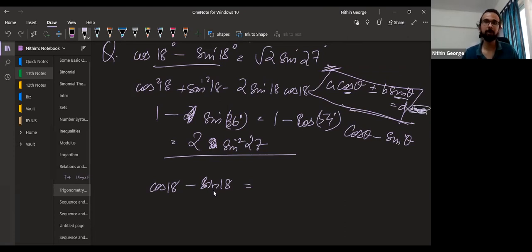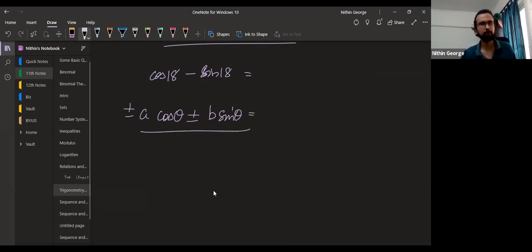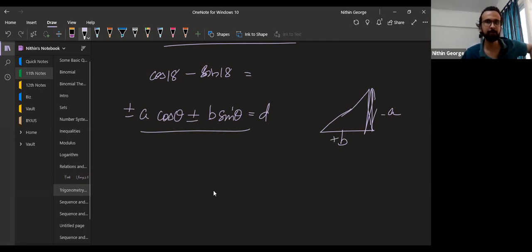So whenever we have, I'll just repeat my point here, a cos theta plus or minus b sin theta, whatever value it is, it doesn't matter, equal to d. What you do is, you try to form a triangle. What do I mean, form a triangle? It's not a geometry question. So what you will do is, you will make a and b the sides of a triangle. It doesn't matter plus or minus, the sign will take care of itself. Don't worry about that.